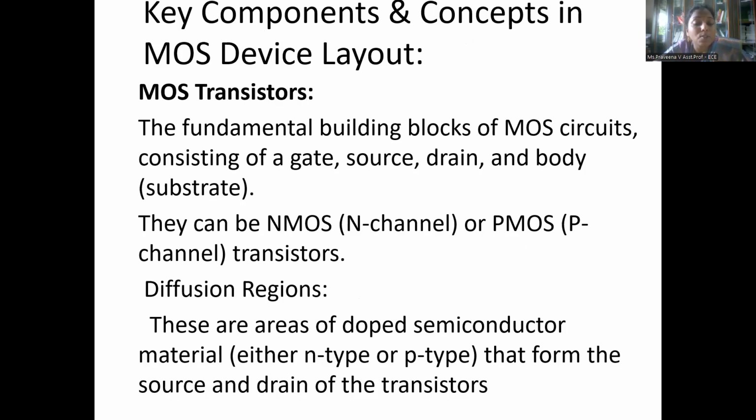MOS transistors are the basic building blocks of MOS circuits. They consist of four terminals. What are they? Gate, drain, source, and substrate. There are two types: it can be either NMOS or PMOS. The diffusion regions are doped semiconductor areas that form the source and drain terminals, enabling the current to flow through the transistor.